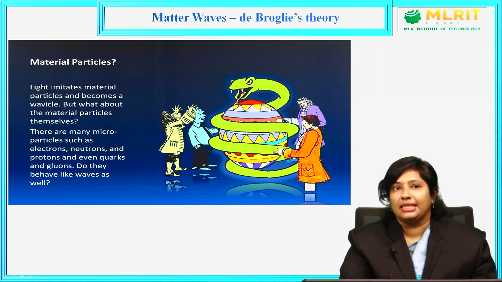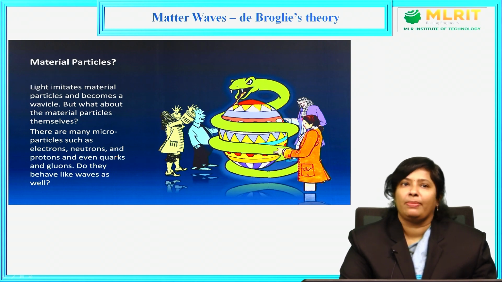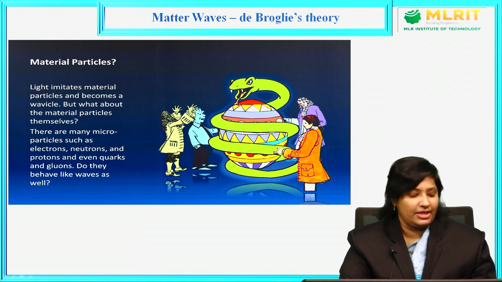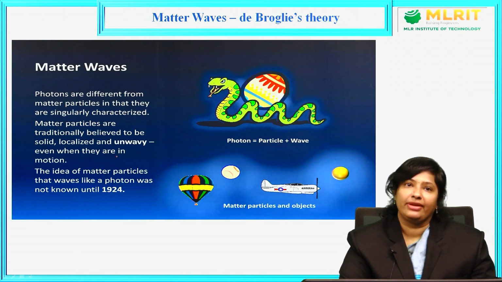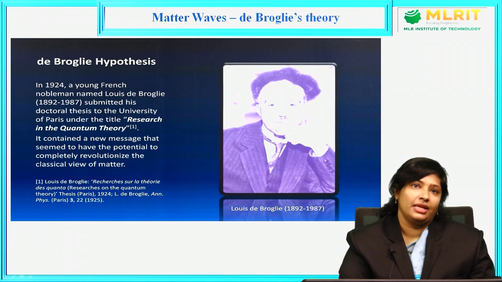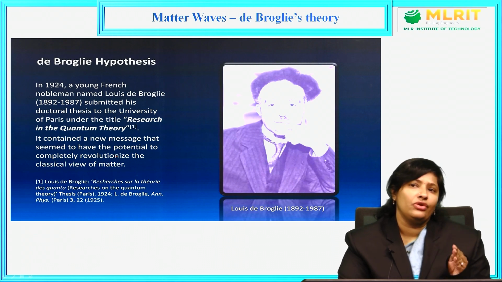But there are many microscopic particles such as electrons, neutrons, protons and so on. Which type of particle behaves like a wave was still under research. The idea of matter particles behaving like a wave was unknown till 1924. Up to 1924, we did not know whether a photon or an electron or any subatomic particle behaves like a wave.